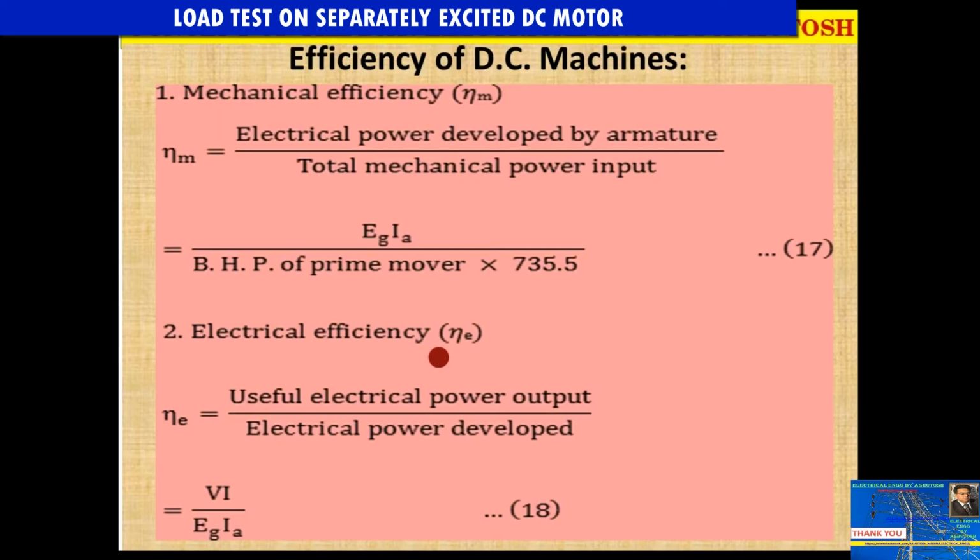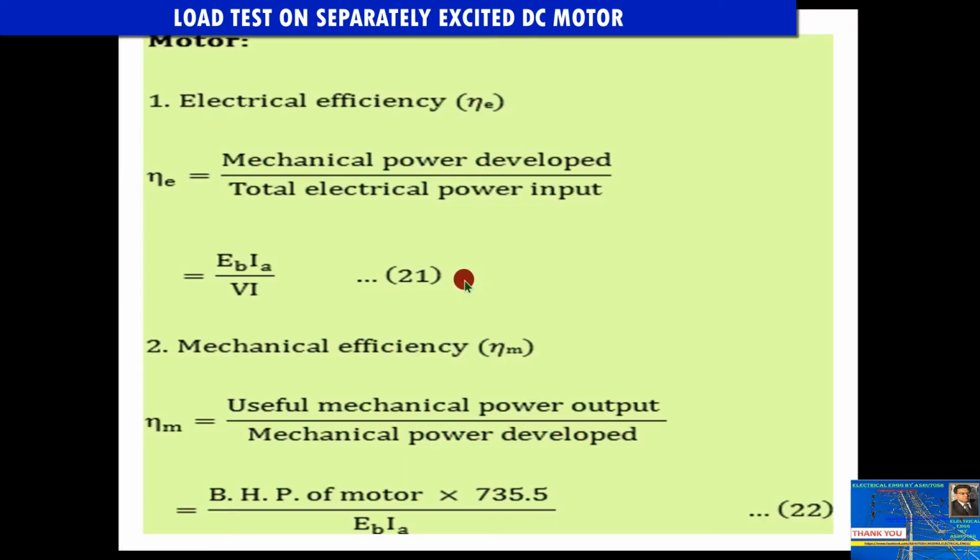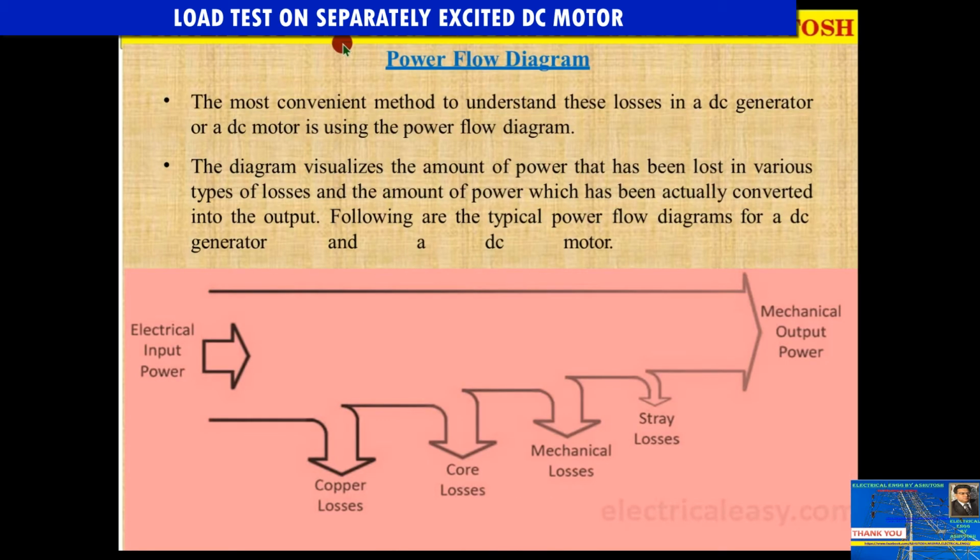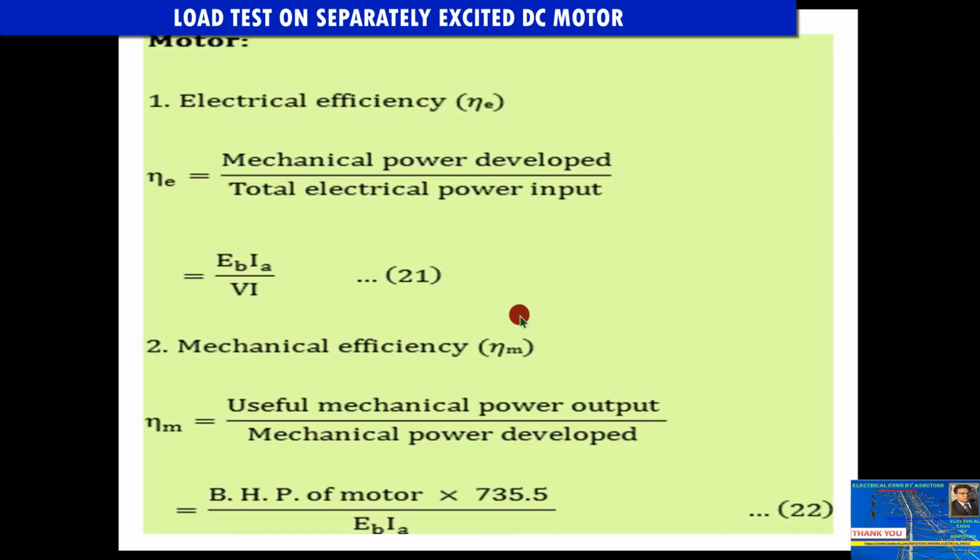Okay, so guys, you already know the formula, and this is the electrical input power at left side, and this is the mechanical power output at right side. This is called the power flow diagram, and you can see for a DC machine, this is the power flow diagram of a DC motor. Copper loss is there, core loss is there, mechanical losses and stray losses are there, and you can see the formula for efficiency. This is the formula for the motor: mechanical power developed divided by total electrical power input.